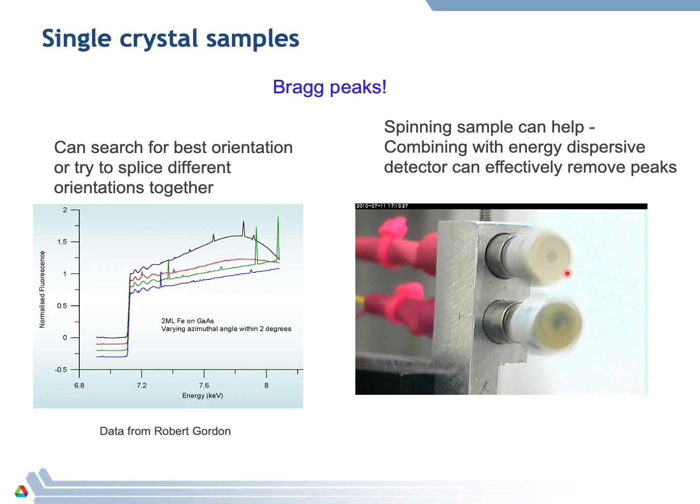By spinning the sample, even if a Bragg peak comes into the detector, it only comes into the detector for a very short period of time, so it doesn't really saturate the detector. So by spinning and using a solid state, say energy dispersive detector, it's a very effective way to pretty much eliminate Bragg peaks.